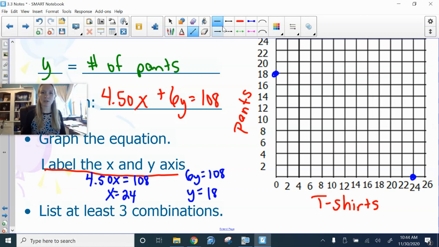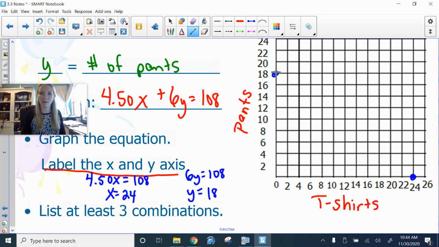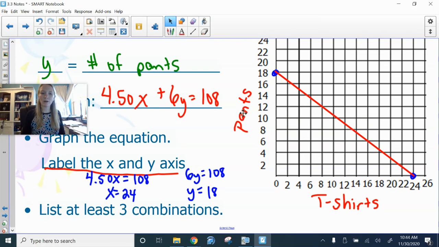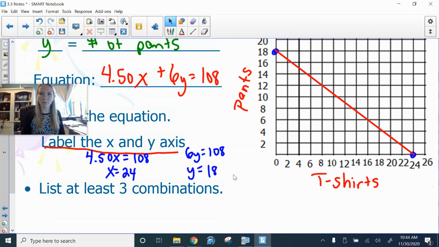So then I'm just going to grab a line and connect them. From here, I'm going to use a nice straight line. The straighter your line, the easier this next part's going to be. So the next thing is, what are 3 more combinations of shirts and pants that we could possibly buy?